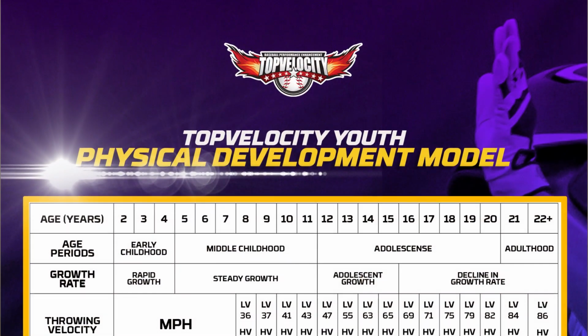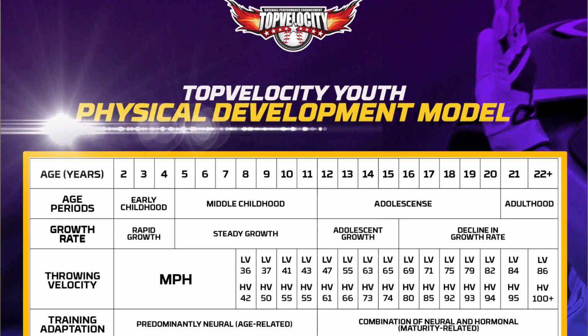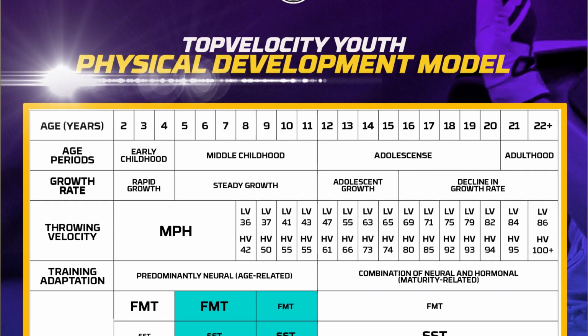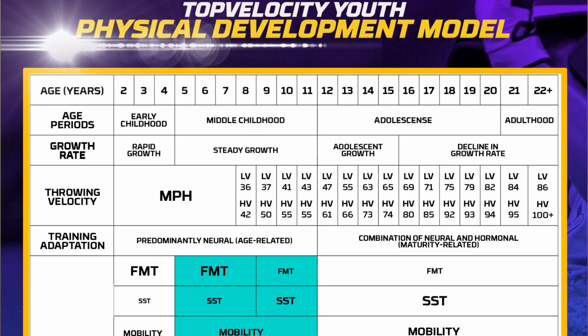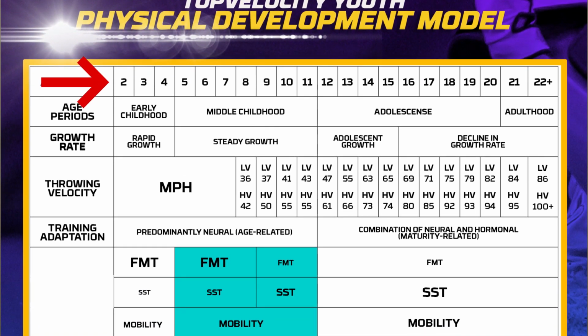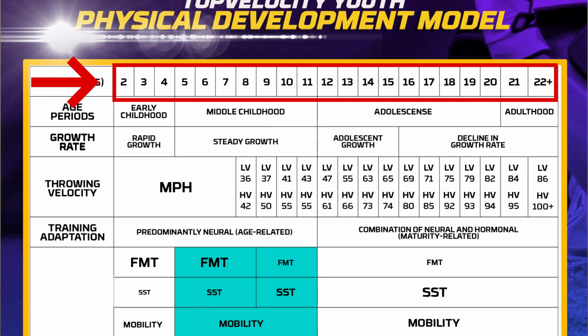We actually have this in a cool poster that we have at TopVelocity and our performance centers have. It's called our TopVelocity Youth Physical Development Model. And it first starts off at the top, and it has the ages 2 through 22 plus.